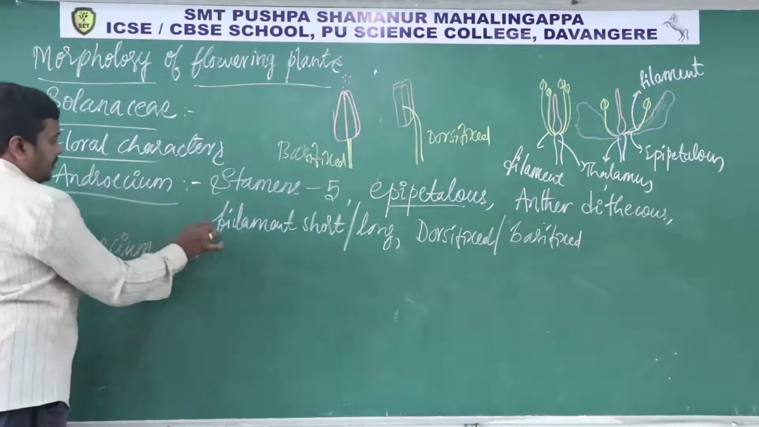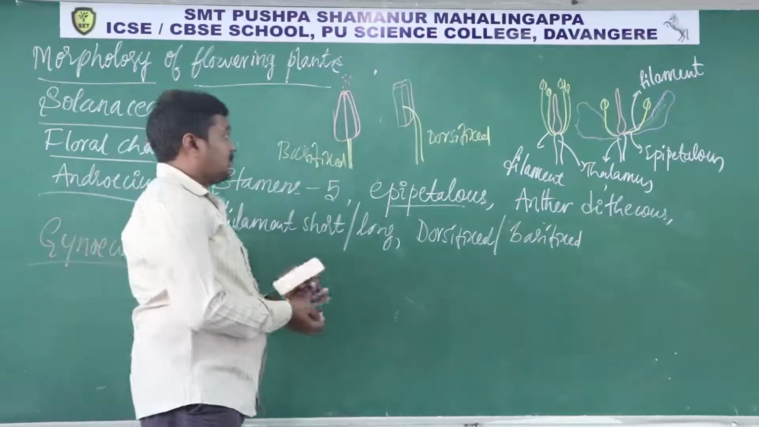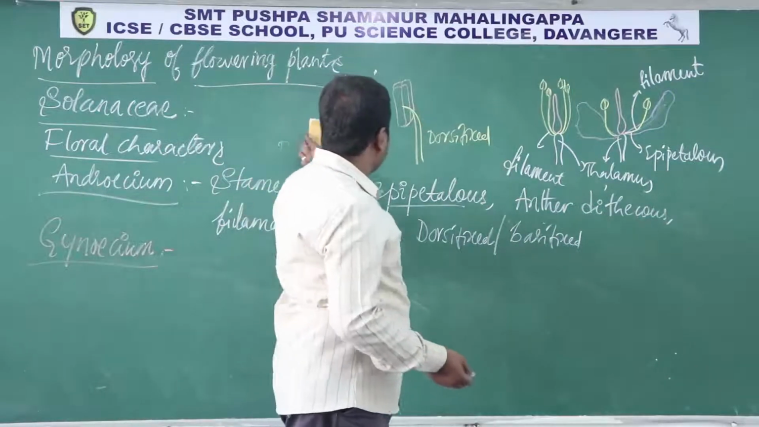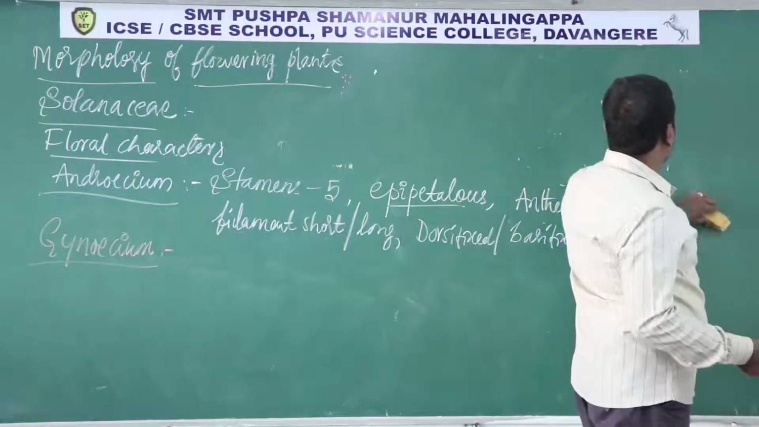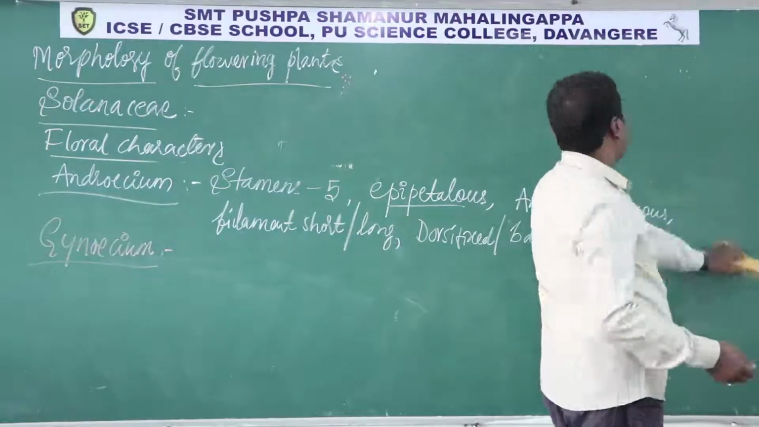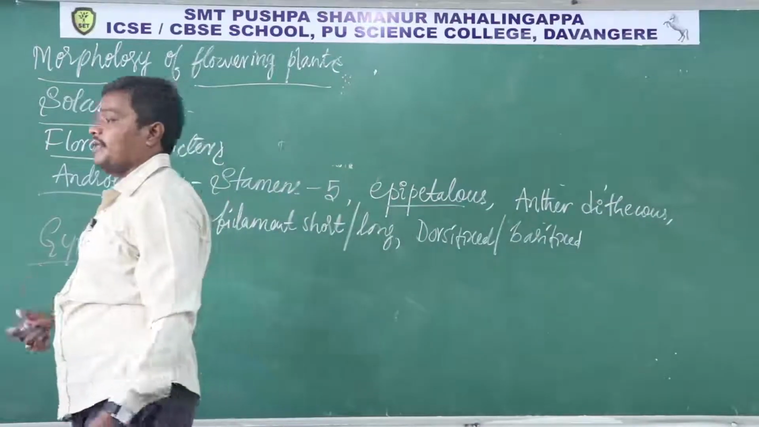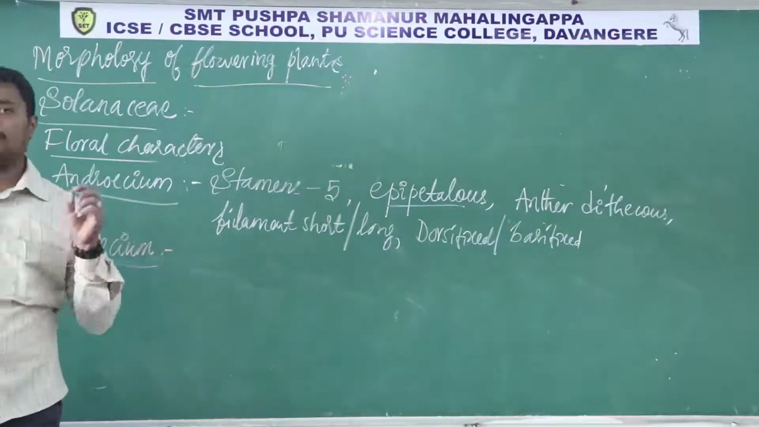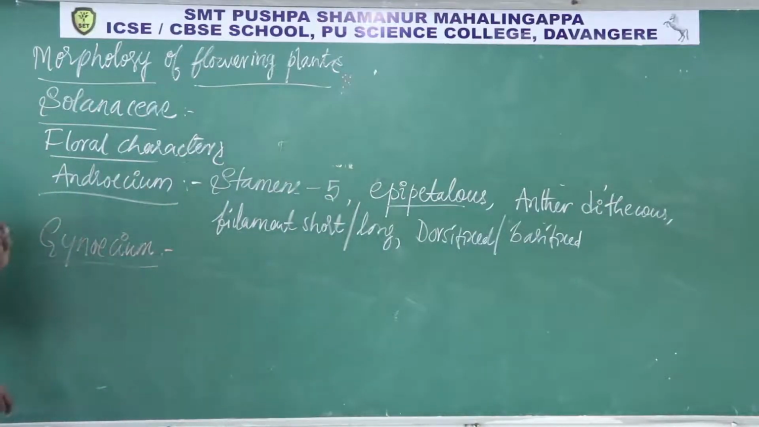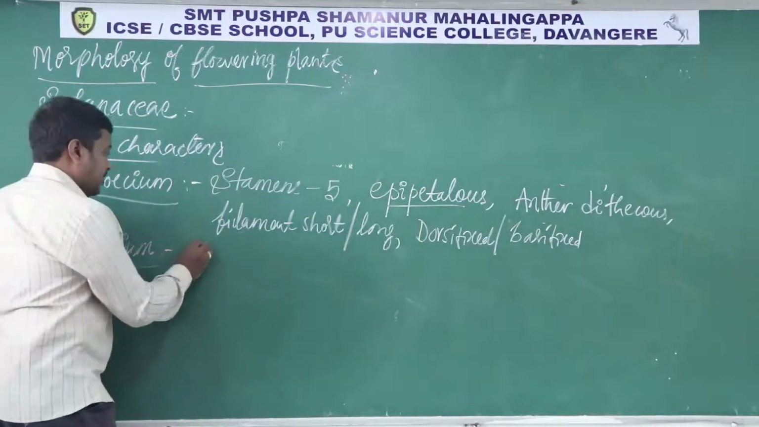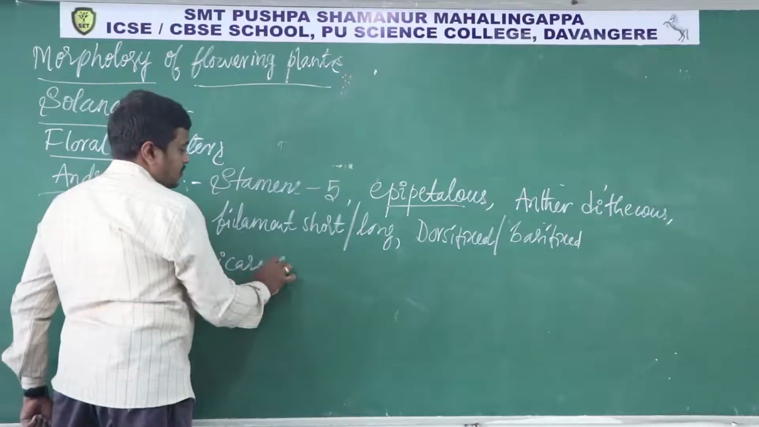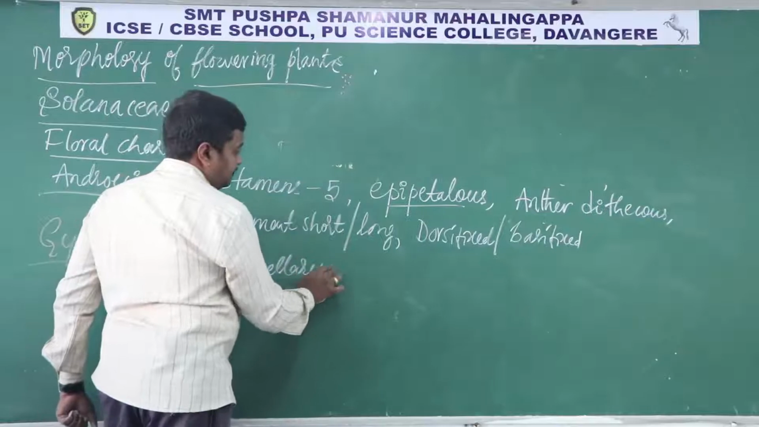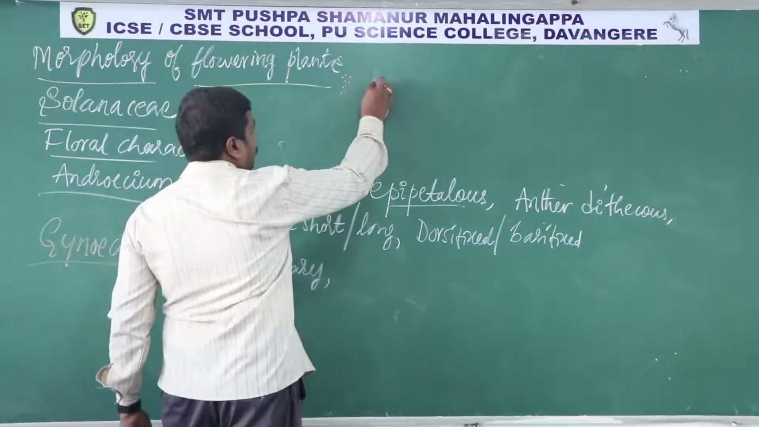gynoecium. Okay, so yesterday we discussed the Fabaceae family. In the Fabaceae family, the ovary is monocarpellary, unilocular. There was only one carpel and only one chamber, so one locule, one carpel. But here in Solanaceae it is bicarpellary. So the gynoecium is bicarpellary. There are two carpels.